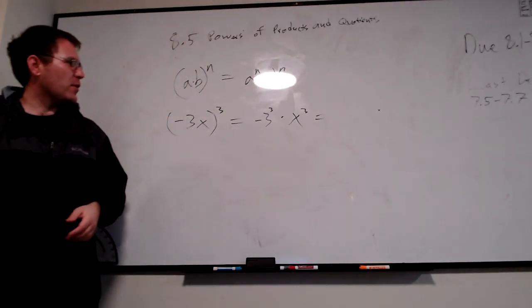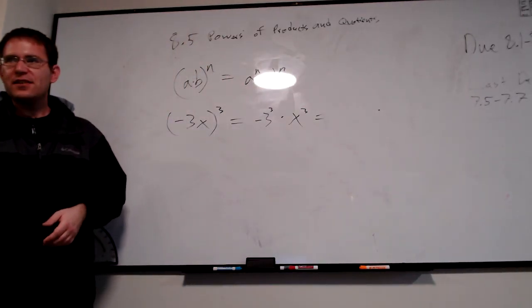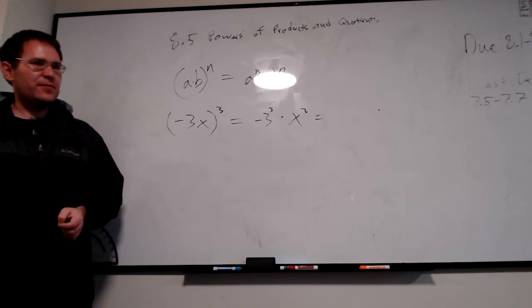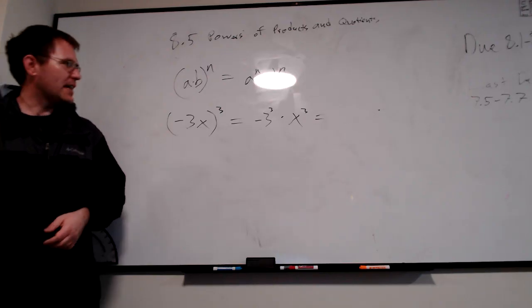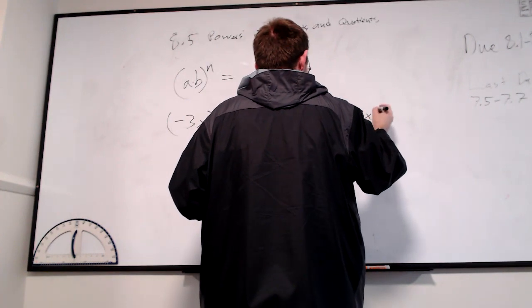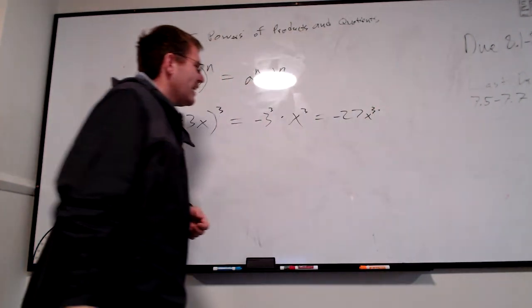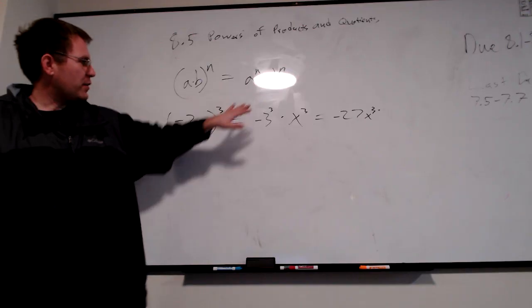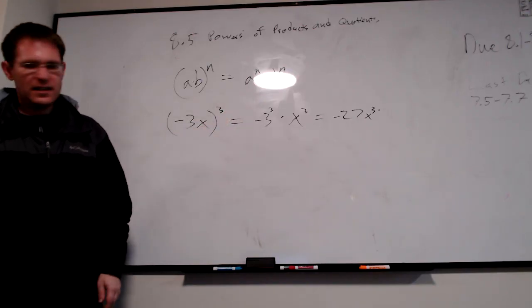Okay. Does anyone know what that works out to? What's -3 to the third power? -27. -27. Yeah, so that's the answer. See how that works? Okay.